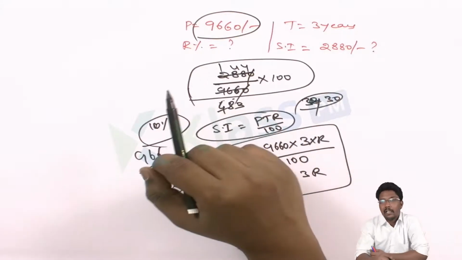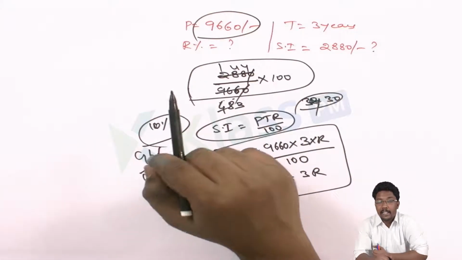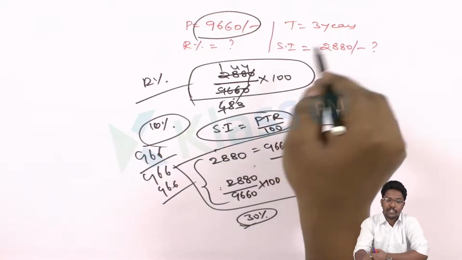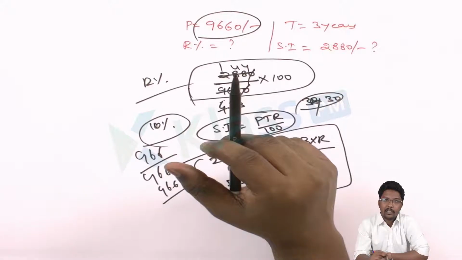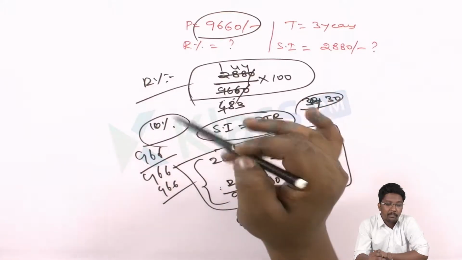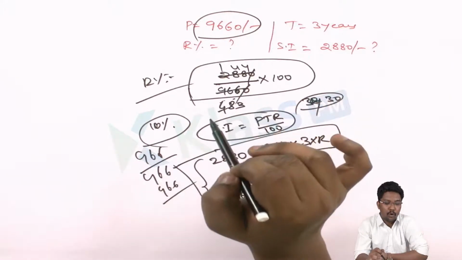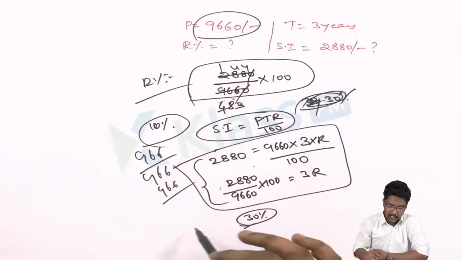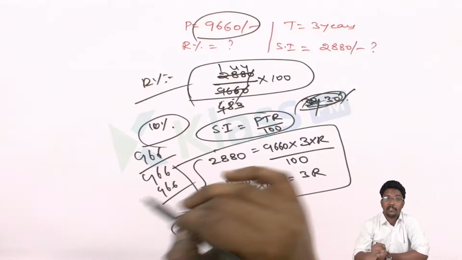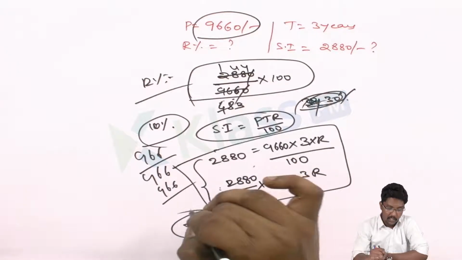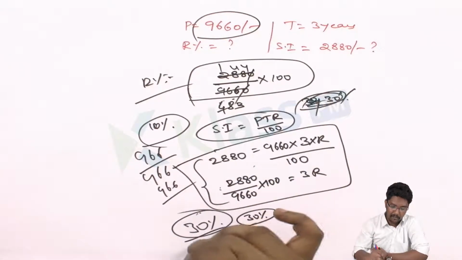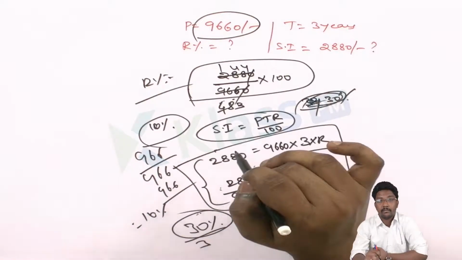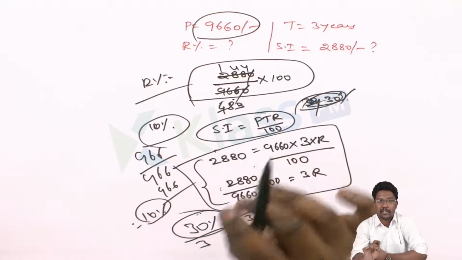But when you are calculating with rate of interest, please consider the rate of interest is for the given time period. It is 3 years, 5 years, 7 years. So divide that rate of interest by the time period. Then only you will get the original rate of interest. So here I am getting 30%. This 30% is for 3 years, not for 1 year. So I am dividing by the time period 3 years. Then I am getting 10% per year. So it is the original rate of interest we are calculating.